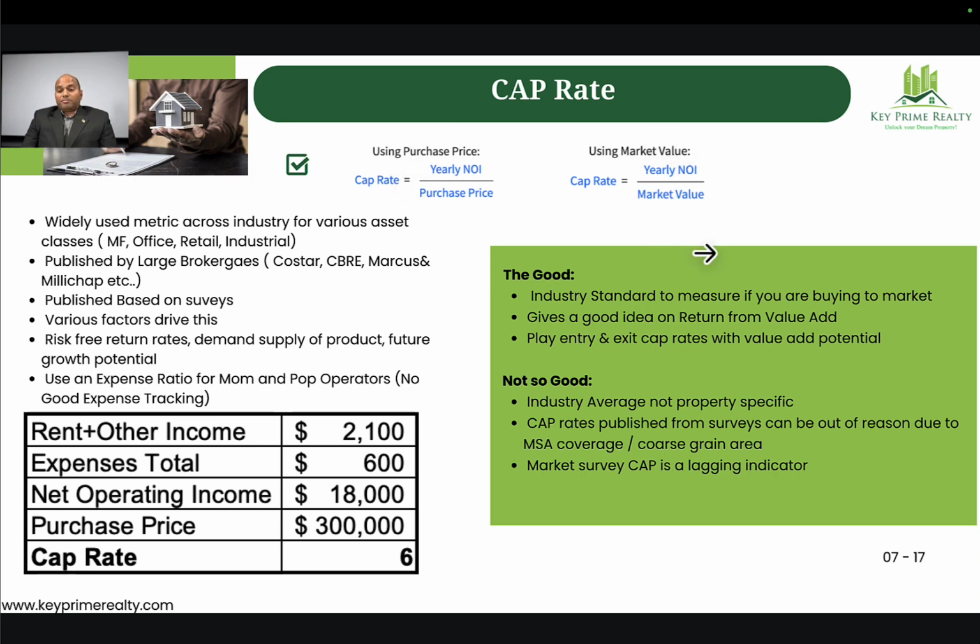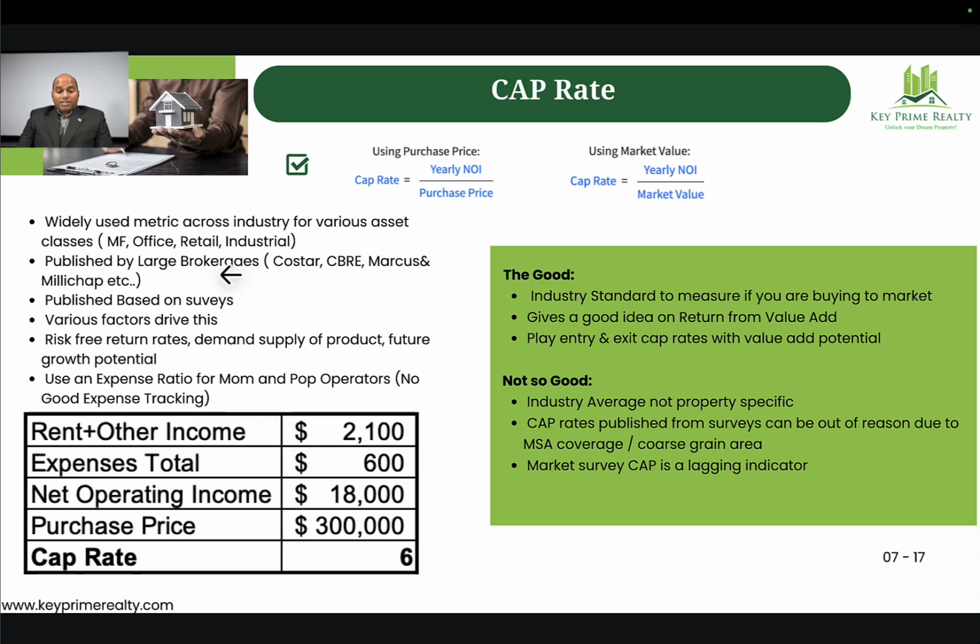This is when you are in the middle of the asset ownership. You want to always look at, okay, what is my market value of the property and what cap rate am I executing this project at. Yearly net operating income is nothing but you have your gross income and then you take out all your expenses. That becomes your yearly net operating income, and then you divide it by the purchase price. That gives you the cap rate.